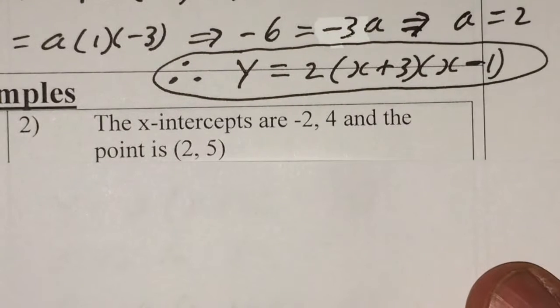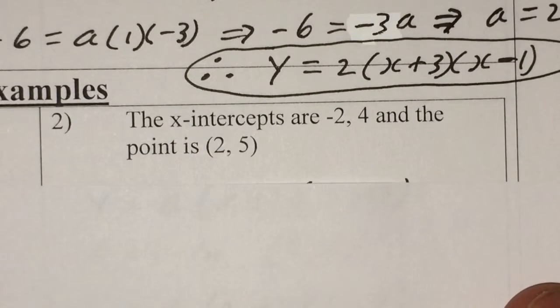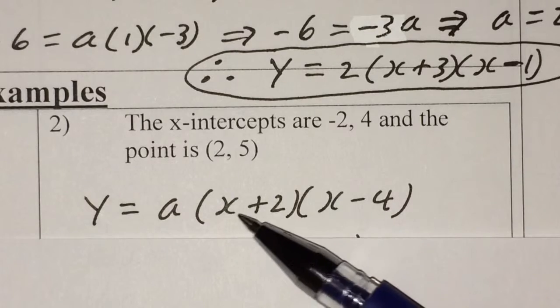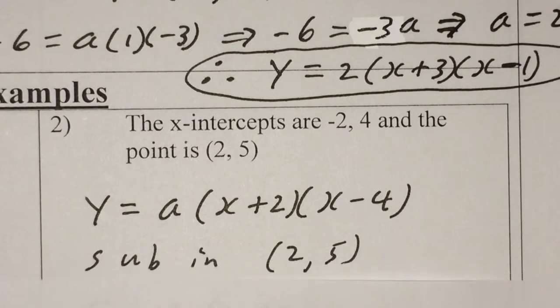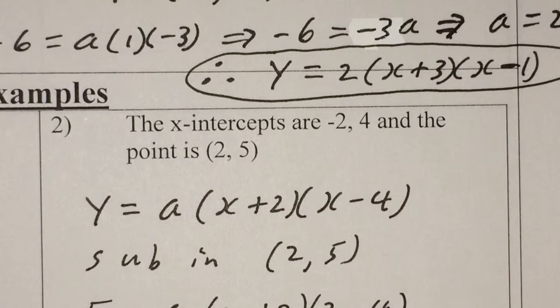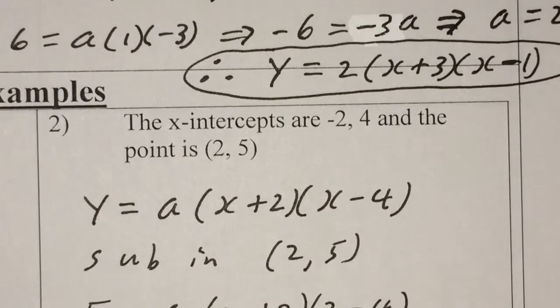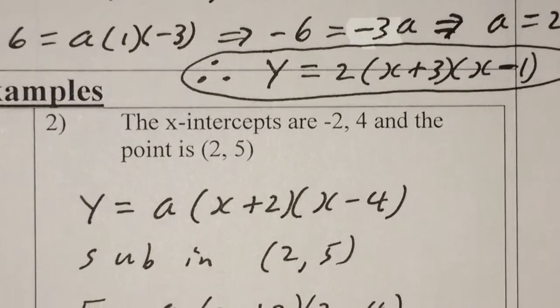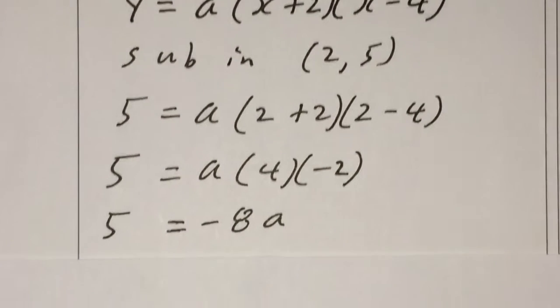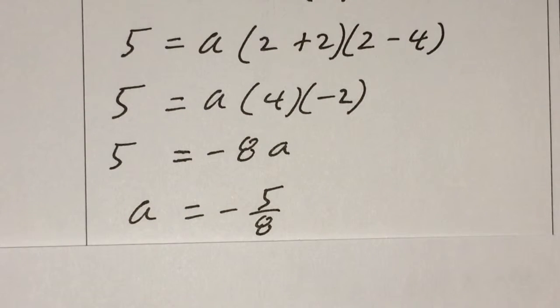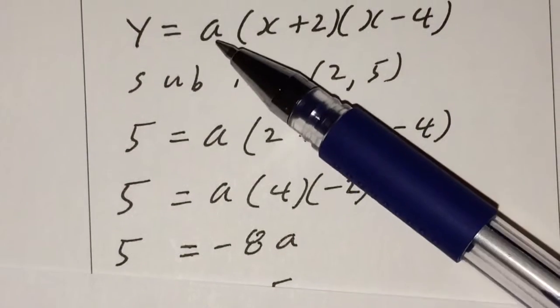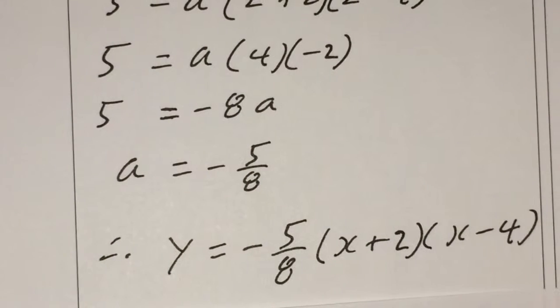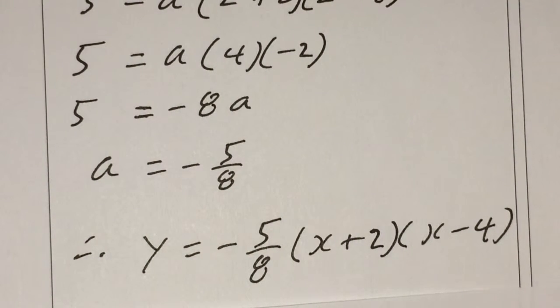Okay. Another example here. So the x-intercepts are -2 and 4, and the point is 2 and 5. So sub in the x-intercepts first. So x plus 2 and x minus 4. Sub in the point. You can do that all in one shot if you wanted to. Okay, so 2 is in for x in those two places, and then 5 is in for y. Evaluate, simplify, and you get a equal to -5/8. And now you can plug that back in for a here, and you get y equals -5/8 times x plus 2 times x minus 4.